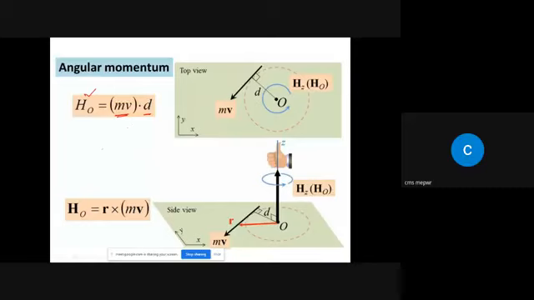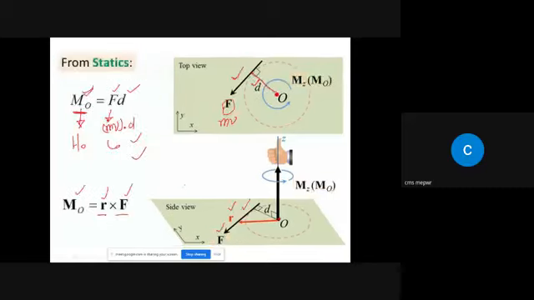In vector form, again in the previous slide, in this slide, we will replace this F with mv. Over here, this will be H_O.